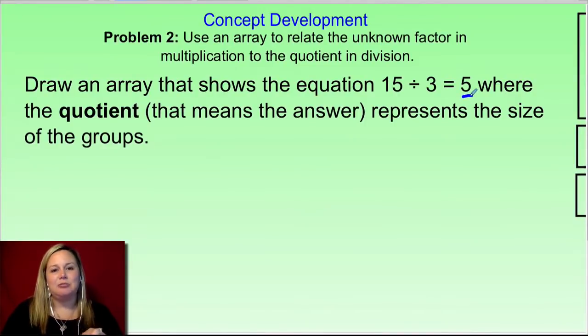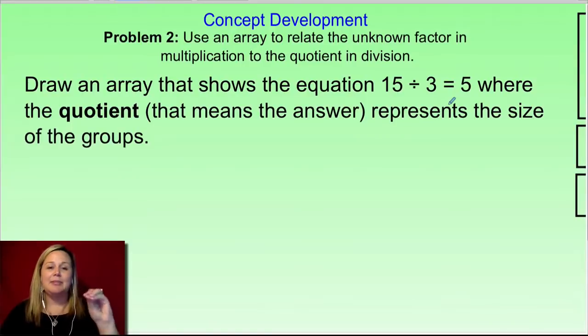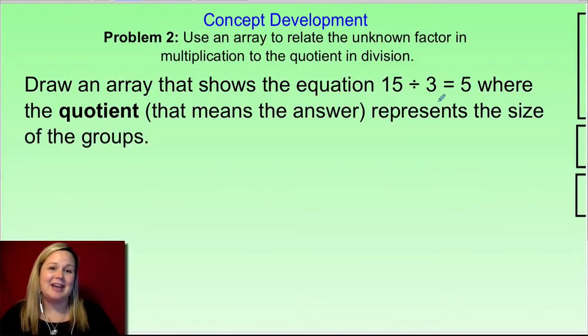That needs to represent the size of the groups. So remember, your groups go side to side. Okay, how many groups you have? So 1 group, 2 groups, 3 groups. But how many dots or circles or triangles or squares or whatever you have in each row represents the size of your group. Okay, so go ahead and take a minute to try and draw this array that represents 15 divided by 3 equals 5, where 5, the quotient, is the size of the group. So pause the video, try and draw that array, and then we'll come back and see if our arrays match each other.